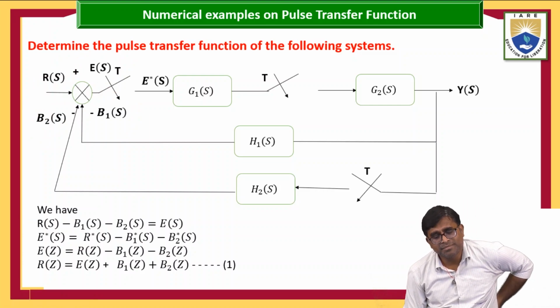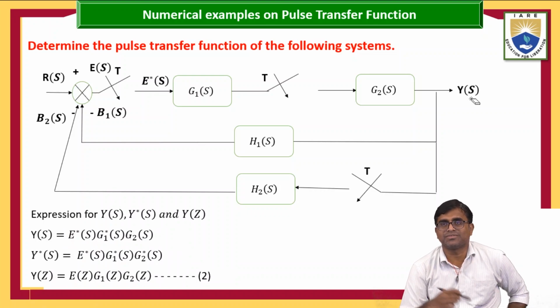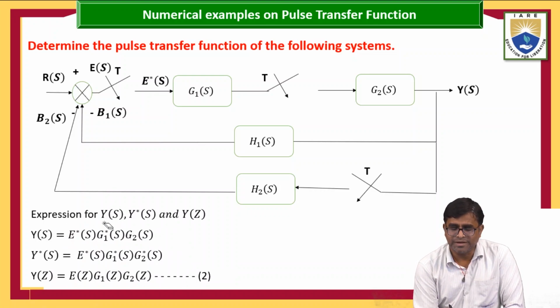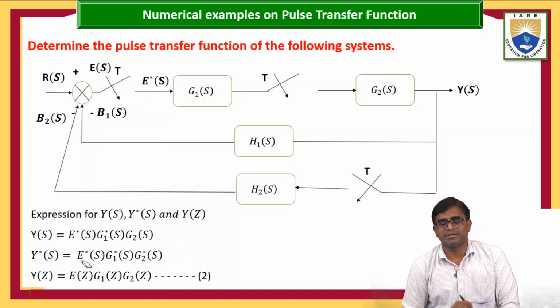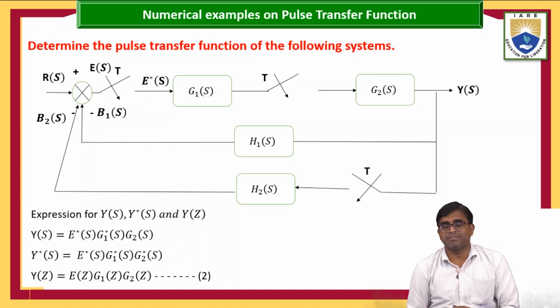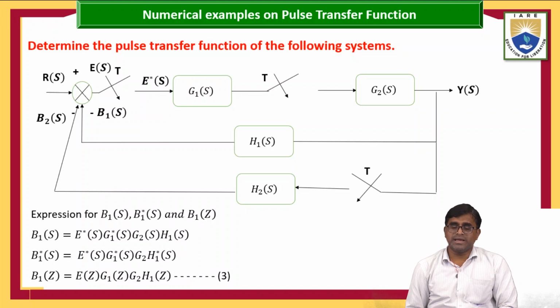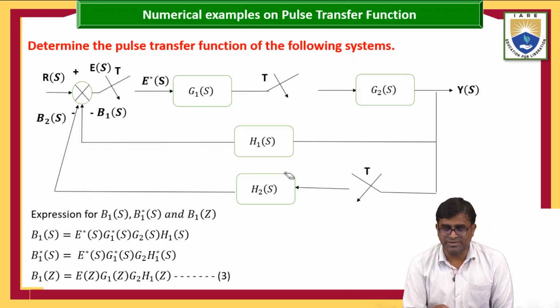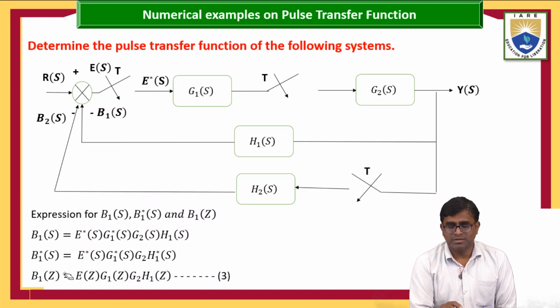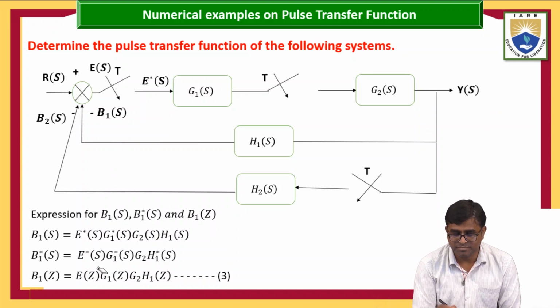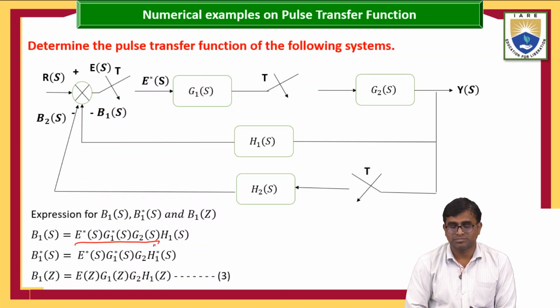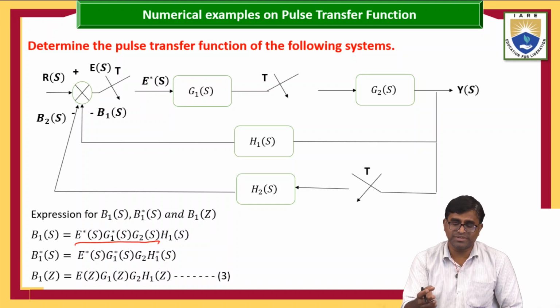Where is the second equation coming? At Y of S. First find the Y of S, star Laplace, Z transform. Y of S equals this total input part, and apply the Z transform. Next, I am taking the first feedback, H1 of S, so that is B1 of S. B1 of S equals the output, no? That output value goes to here. If you see the diagram, you can see directly.